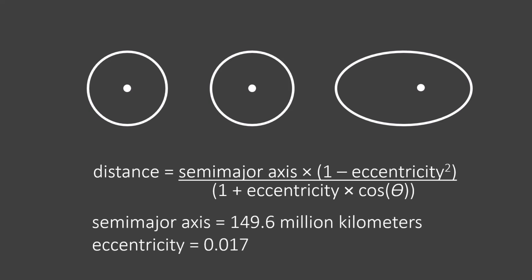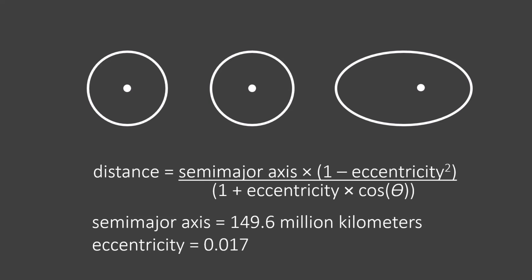Now our semi-major axis is about 150 million kilometers, and you'll see that we only oscillate about 5 million kilometers back and forth away from the sun. So our orbit is very close to being circular, with an eccentricity of only 0.017, which is why it almost looks circular.